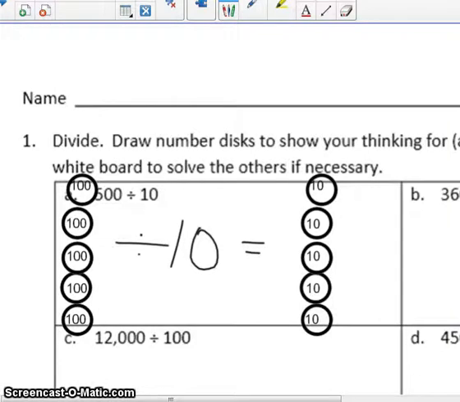Okay, welcome to Module 2, Lesson 16. Now please put your name up at the top.